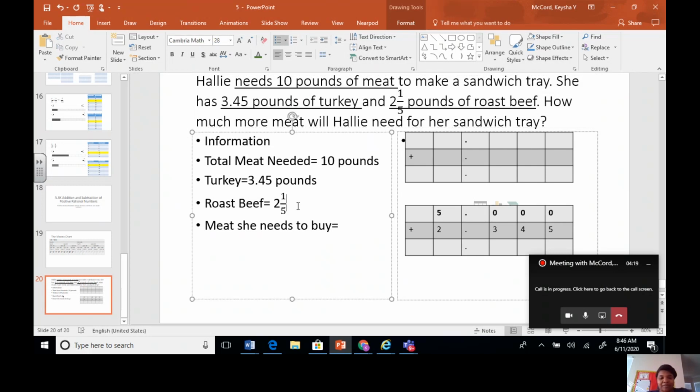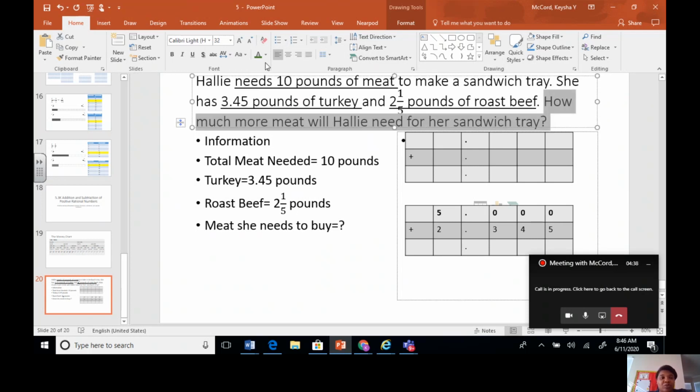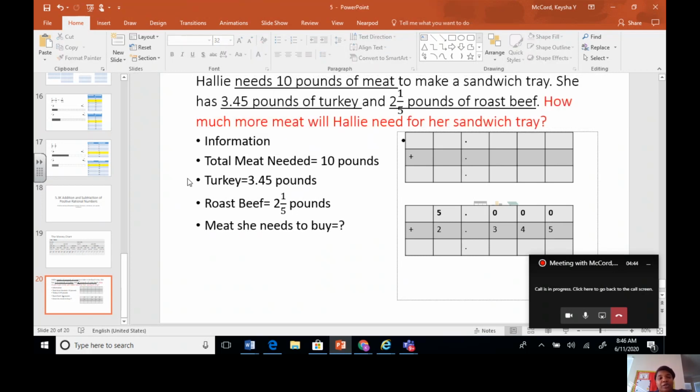I have that down. Now, I know how much meat she needs. I know how much meat, turkey and roast beef, she has. I need to figure out how much meat she needs to buy, because obviously she does not have enough meat. That's what the question is asking me. How much more meat will Hallie need for her tray? Let's put that in red.